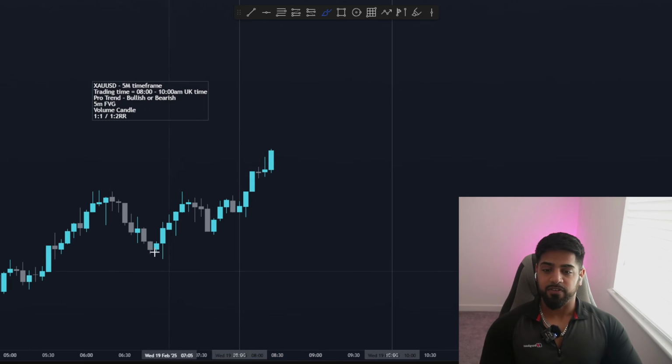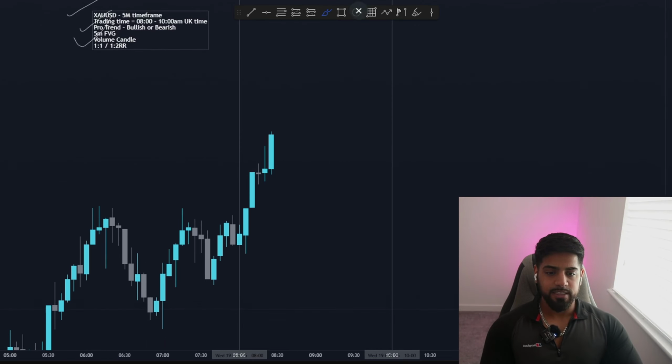So once we've identified our trend, we can then tick off that we've done this. We've identified our trading time and we are pro-trend and we are bullish in this market at the moment. So our next step is to identify a 5-minute fair value gap that is nested inside of a volume candle. Now, what does that mean?